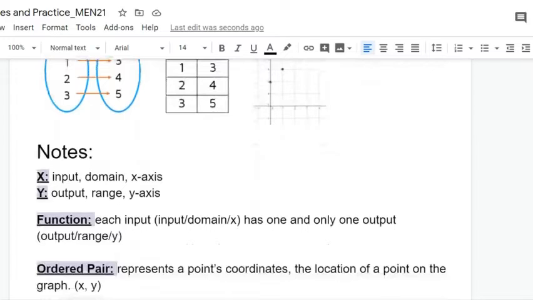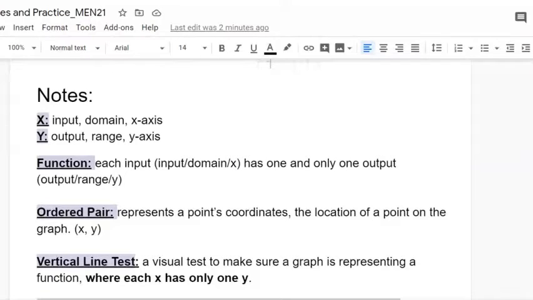Let's review some notes. X is also known as the input, the domain, and it's looking at the values of the x-axis. Y is the output, the range, and it's looking at the values of the y-axis. X and Y, put them together, that's your ordered pair. I jumped ahead, I apologize. A function is when each input, domain, x, all the same thing, has one and only one output, range, or y. Also, f of x, we're going to talk about that in the future. The ordered pair represents a point's coordinates, the location of the point on the graph. So we know this. We've done this.